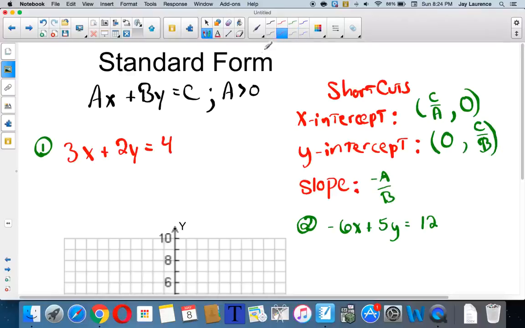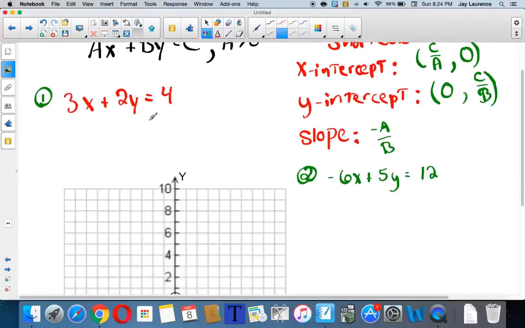So let me try this red one here. Let's see, I don't think I like the x-intercept because I don't want to divide 4 by 3. So I'm going to find the y-intercept, which is going to be 0, and then 4 divided by 2, or better yet, how about just a plain old 2, right? Oh, maybe I should do the ABC thing, right? ABC.